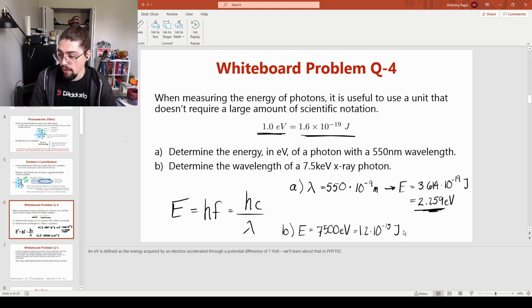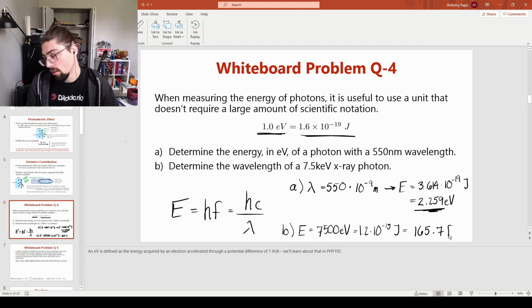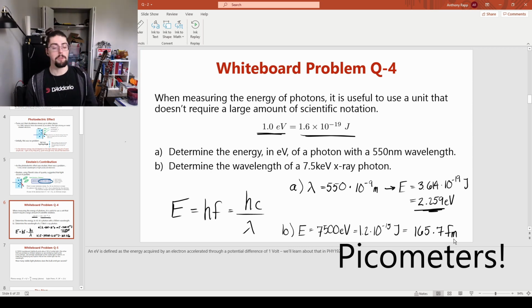When we plug all of that in together, we get something like 1.657 times 10 to the negative 10th meters, or I like to have this in 165.7 femtometers. It's a pretty short wavelength. Right, if we're looking at this, this is like 0.16 nanometers, trying to do those comparisons of where they show up on the scale. Or 165 femtometers.